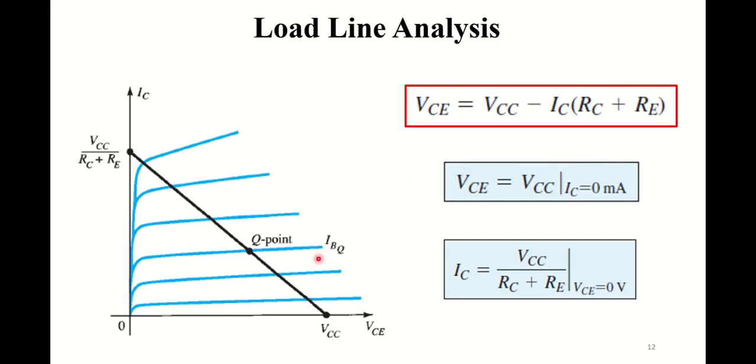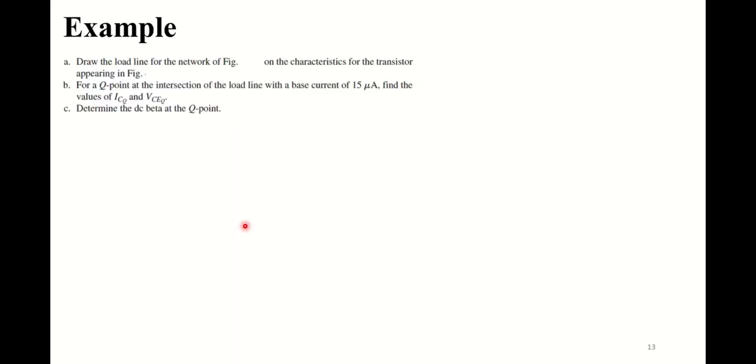As you can see in this particular diagram, this point gives us the value of VCC, where the load line cuts the x-axis, and this point gives us the value of saturation current or IC, where the load line cuts the y-axis. Now let us solve the example related to the load line analysis of emitter bias configuration for the circuit and output characteristic curve shown in this figure.